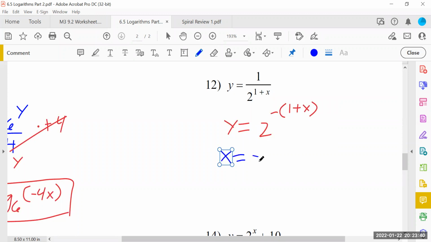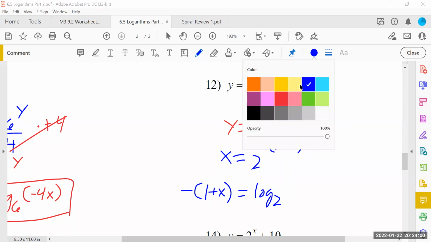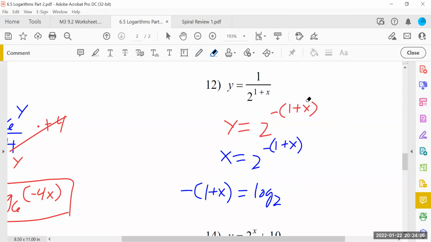X is equal to 2 to the negative 1 plus x. So then I can switch this to logarithmic form. Negative 1 plus x is equal to log base 2. Oh, and I did it again. I've got 2 x's, no y's. Let's fix that right now. Again, if any of you are shouting out that I missed that, I apologize that you're not getting the extra credit for catching my mistake right now.